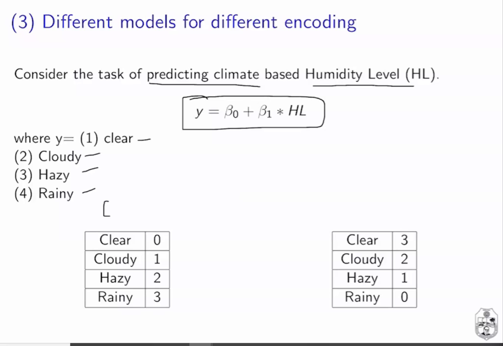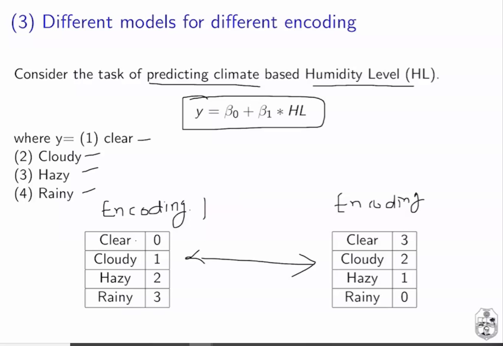Suppose this is one particular encoding scheme, encoding 1, in which you have used 0 for clear, 1 for cloudy, 2 for hazy, and 3 for rainy while converting to numeric format. And the second encoding is that you have used 3 for clear, 2 for cloudy, 1 for hazy, and 0 for rainy. So these are very different kinds of encoding, and even though the data set is the same, you will get different models.